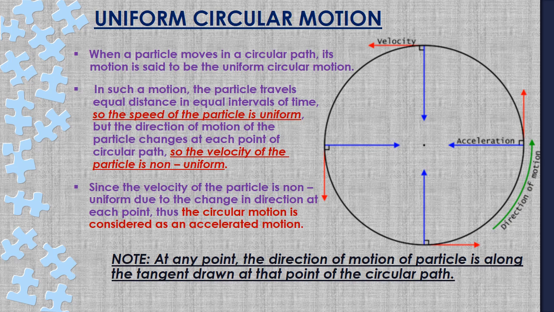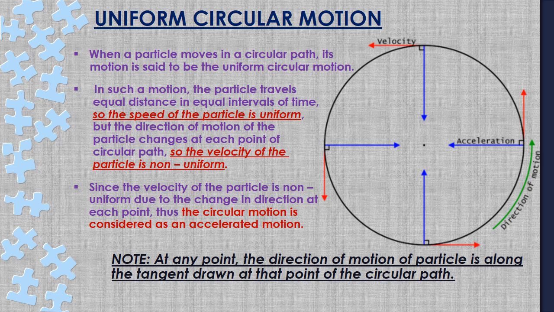Since the velocity of the particle is non-uniform due to the change in direction at every point, the circular motion is considered as an accelerated motion, because acceleration is due to the change in velocity. And here the direction at every moment is changing, due to which we can consider that velocity changes. Due to the change in velocity, we can say the acceleration is there. So we consider circular motion as an accelerated motion.